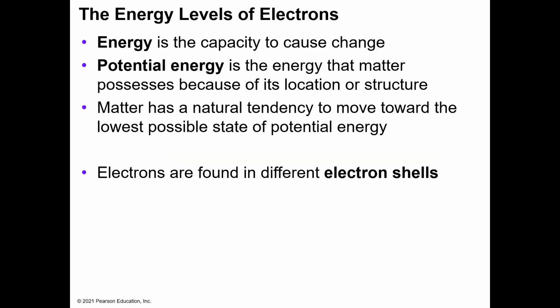Switching gears just a little. So we're going to talk about energy levels of electrons. So what is energy? Energy is the capacity to cause change. And so there are different forms of energy. One of those is potential energy. It's the energy that matter possesses because of its location or structure. Its structure. That's important when we're talking about biological molecules.